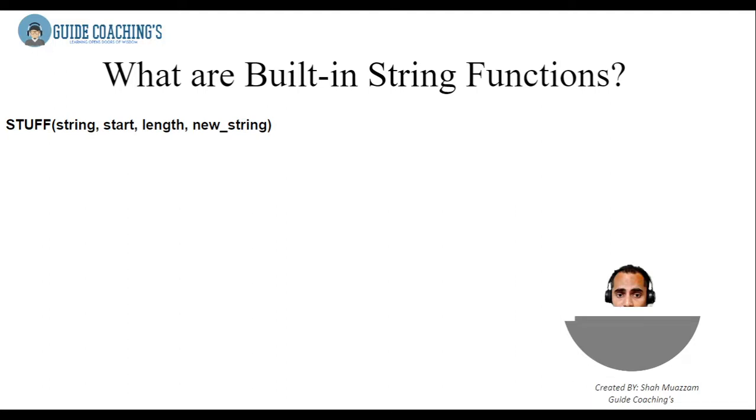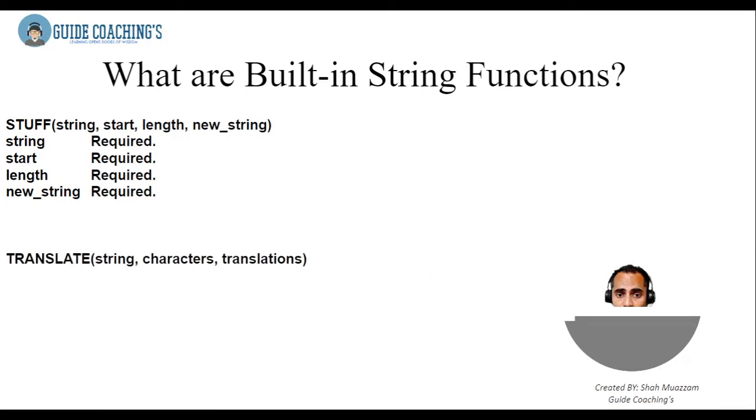Those are the functions, or the operations, which we can do using stuff. Then we have the parameters which are required. The string is required, the start is required, the length is required, and the new string is also required. Then we will see what translate is.